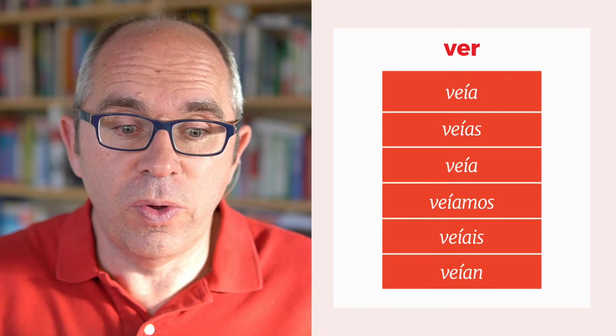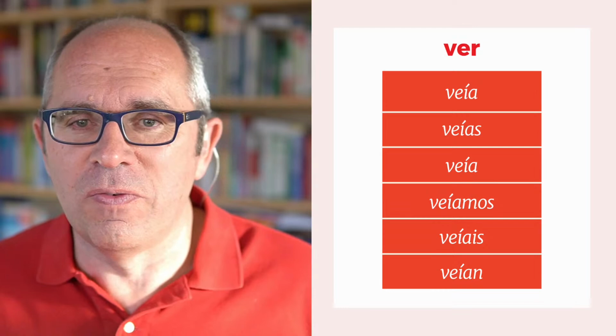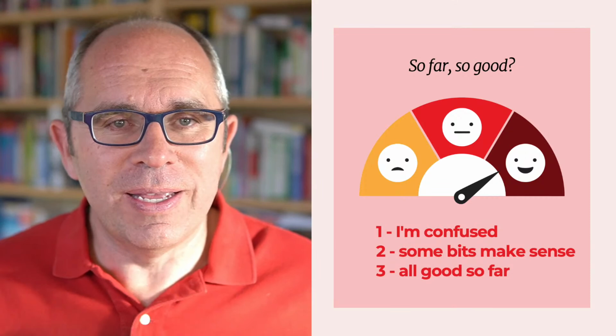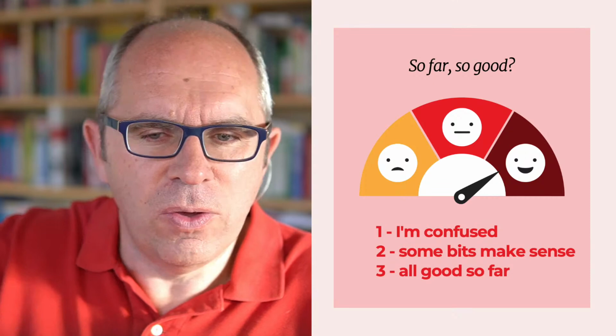We've gone through our 3 irregular verbs. Those are the only irregular verbs in the whole of the Spanish language. Wonderful news. And another question. So far, so good. How is it so far? Are you confused? Has all of this made perfect sense? Or are you okay? Is it a 1, 2, or a 3? Let me know again in the comments.